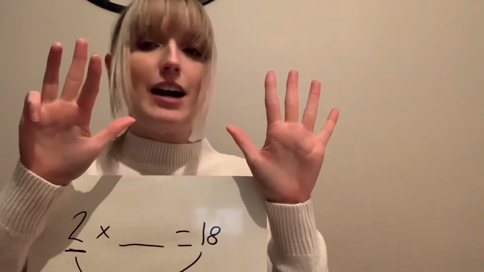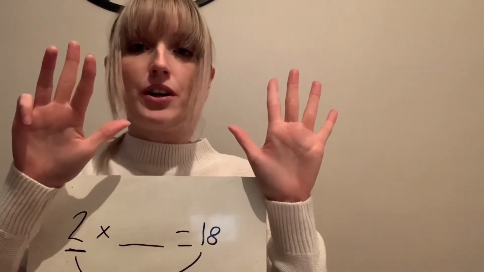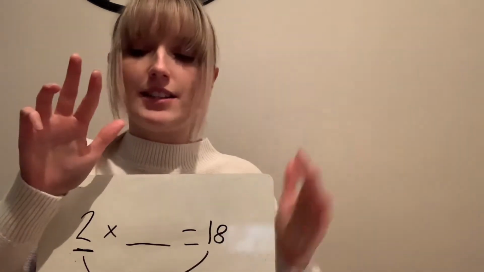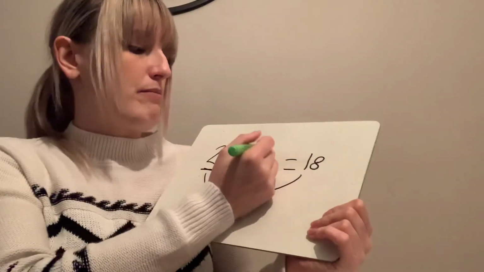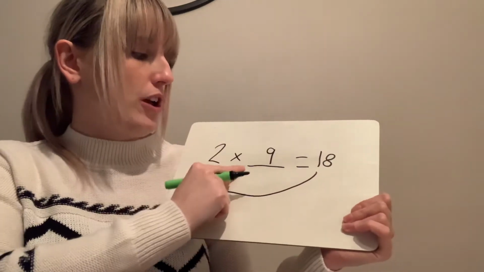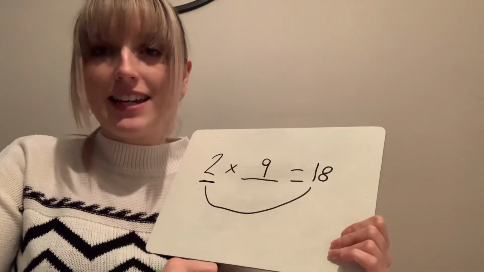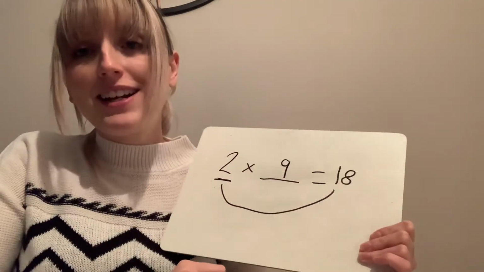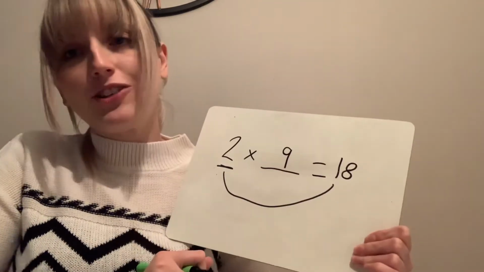I'm going to see how many times I've counted in 2. So I did 5 and 4, which is 9. Okay, so I've got 9 fingers. So 9 is my missing number. So 2 lots of 9 is 18. And you can maybe even draw a picture to see and to double check, just in case you're unsure.